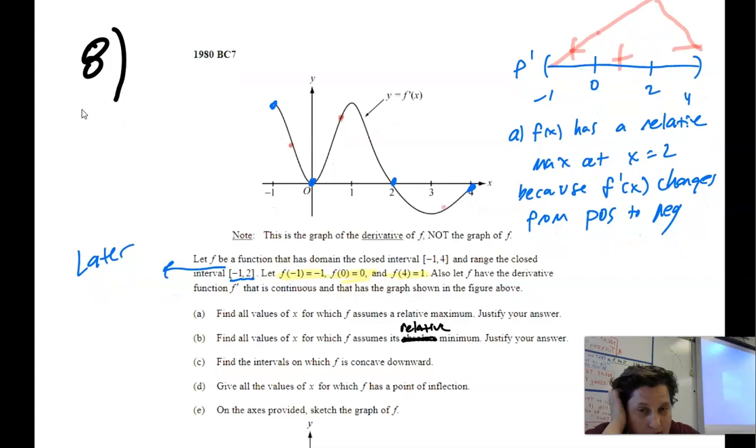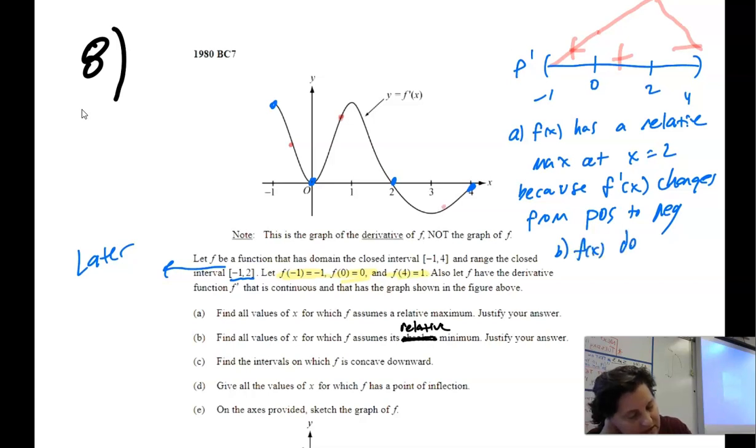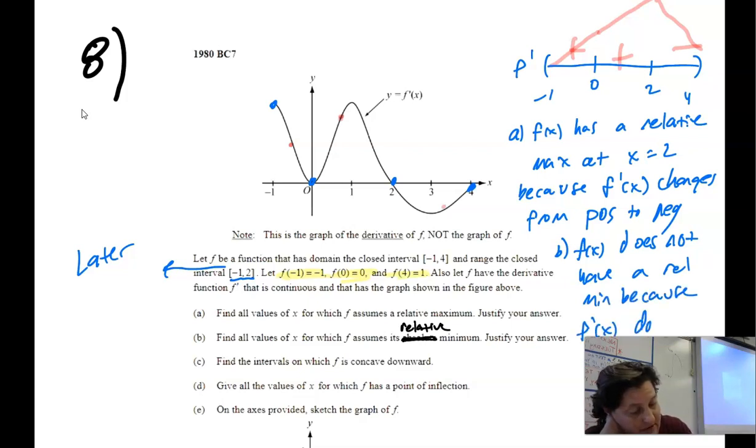All right? Where does it have a relative min? We don't know absolute, so we'll do relative min. Actually, f of x does not have a relative min because f prime of x does not change from negative to positive. All right? And that's my justify. Okay, A, B. Now I'm going to do part C.